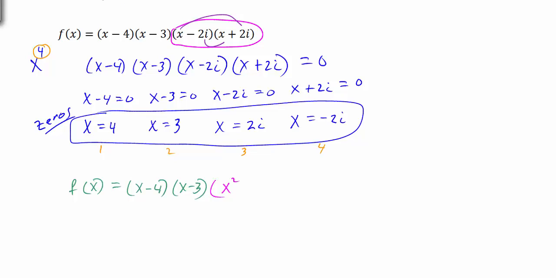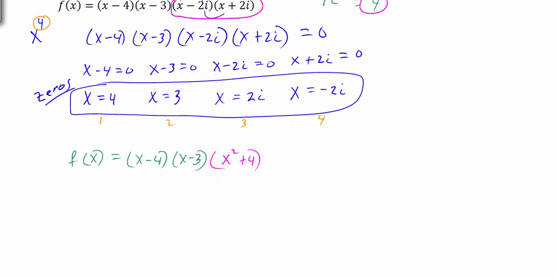And when we multiply the negative 2i and 2i, you're going to get a negative 4i squared. And the i squared, remember, is a negative 1. So that means a negative 1 and negative 4 makes this a positive 4. So down here, we're going to get x squared plus 4.